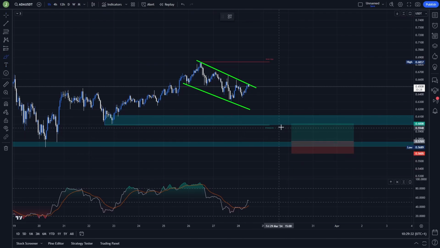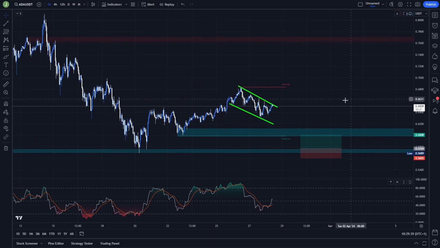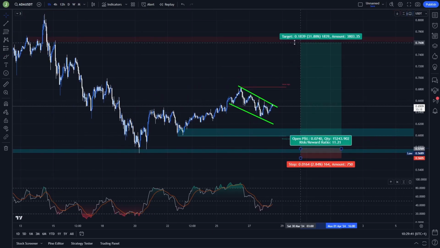So if the market does something like this, then pulls back up and then support confirmation, then you are simply putting the stop loss under that low that we created during the fake out. And the last take profit target, again, can remain the same.